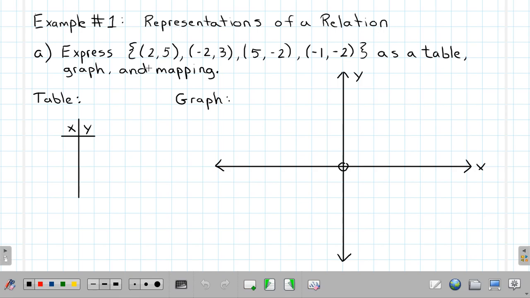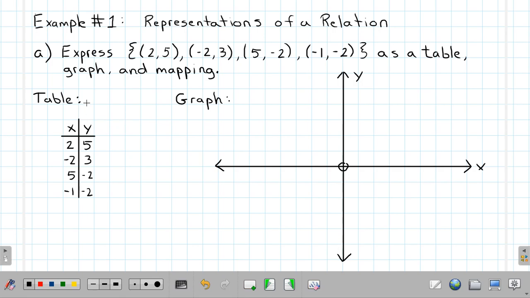Well, the table's super easy because we can just run down the list and say, okay, we have the point 2, 5, so the x is going to be 2, the y is going to be 5. The x is going to be -2, the y there is 3. The x is going to be 5, the y has to be -2. And then we have an x of -1 and a y of -2. Notice here, when we make a table, we can have repeats. The -2 repeats here. In a table it doesn't matter. We repeat just as long as each point is represented by a row. So that's a representation of a table.